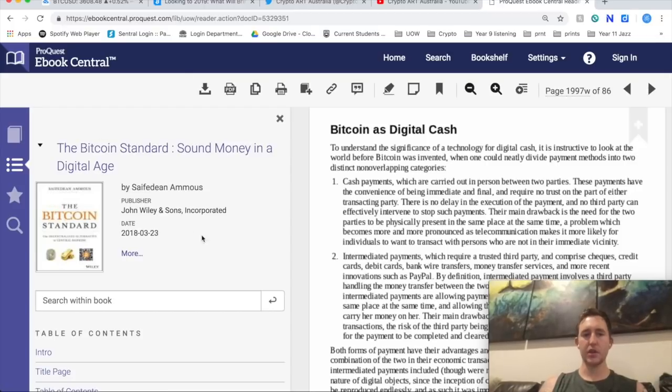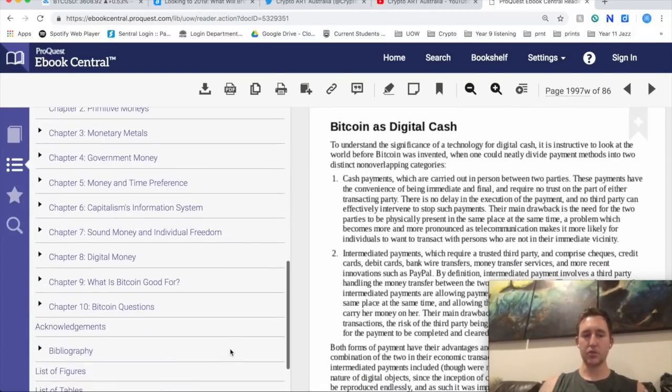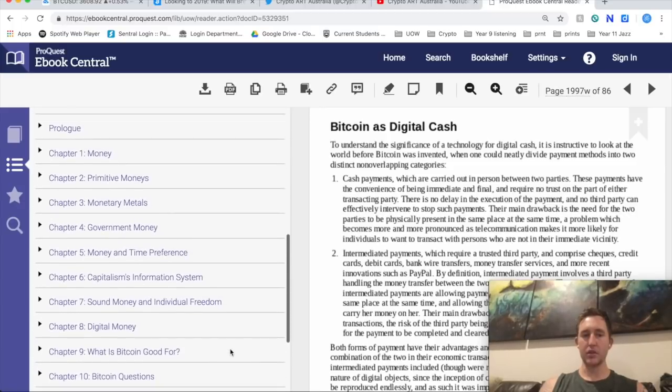And of course, the first book that I'll refer you to is The Bitcoin Standard: The Sound Money of the Digital Age, which is available on ProQuest if you have a login, and John Wiley & Sons is the publisher, by Saifedean Ammous. And this is definitely worth a read to get some perspective and understanding of what Bitcoin is, where it came from, and certainly its current stance in the Western world, and even the entire world itself.